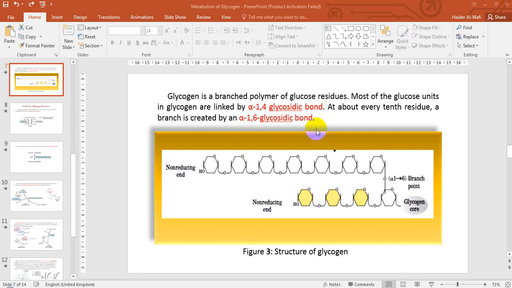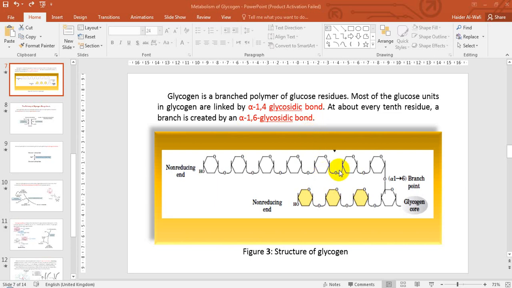Let us continue our talk about the metabolism of the glycogen, and we're going to start with the last point in the past lecture. I talked about the glycogenesis or glycogen synthesis of the glycogen.